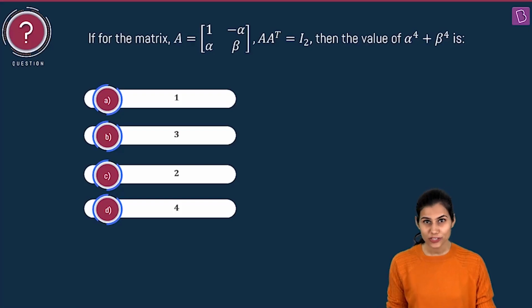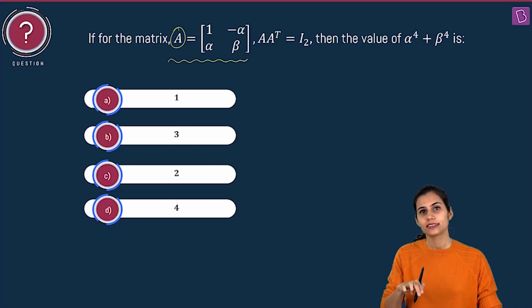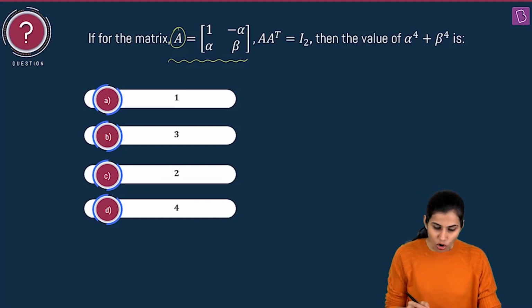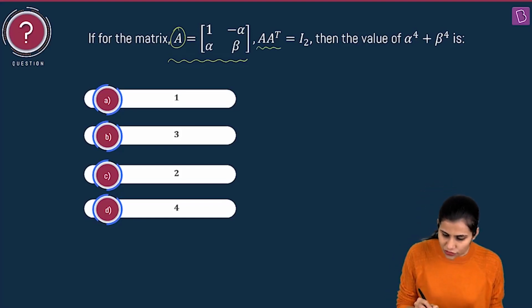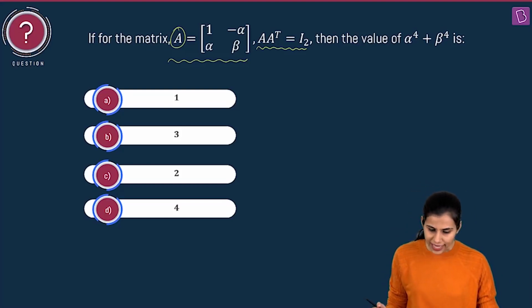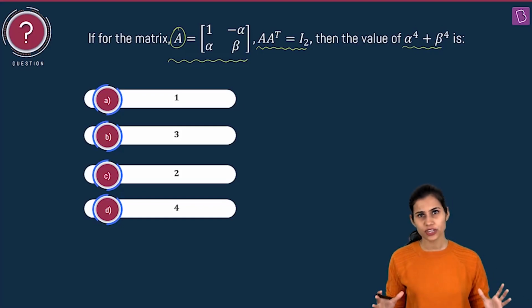Next up, we have this question from Matrices. Let's check it out. In here, we are given a matrix of order 2 cross 2, which is capital A, and the entries are involving alpha and beta. Can you see that? Also, there is a beautiful property exercised by A, that its product with its transpose is equal to the identity matrix of order 2. Then, you have to compute the value of the expression alpha to the power 4 plus beta to the power 4. Now in here, this question is extremely straightforward.